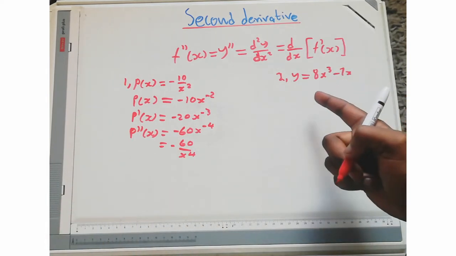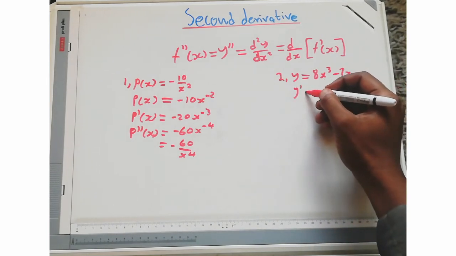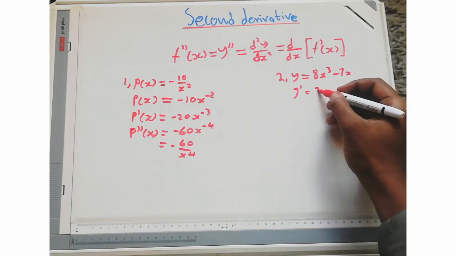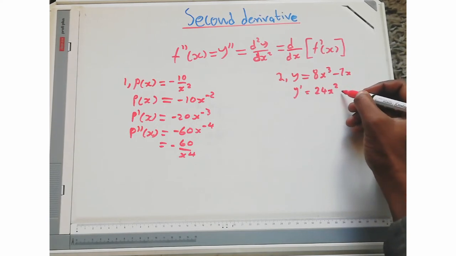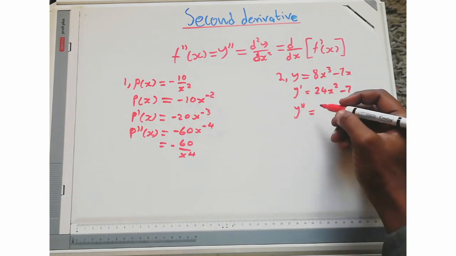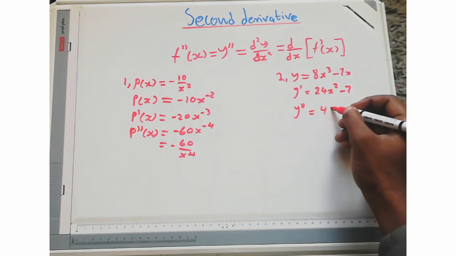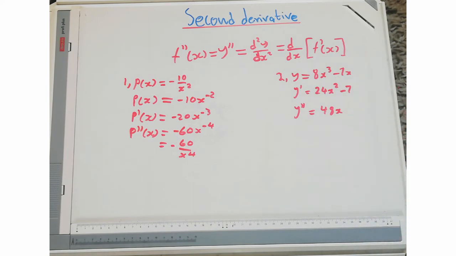Now let's look at this one over here. This one, your first derivative will be 24 x squared minus 7, and then your second derivative will be 48x. So guys, that's how you find a second derivative.